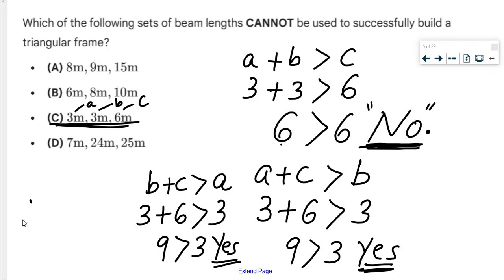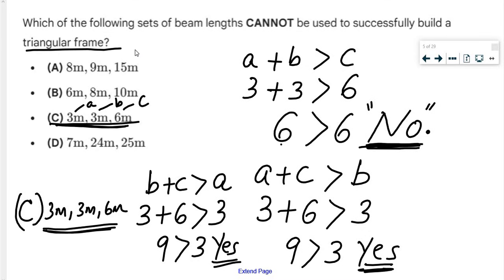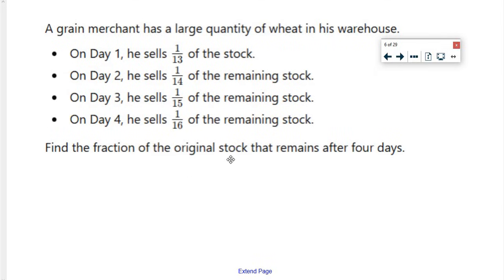correct answer is option C, which is 3 meter, 3 meter, 6 meter, meaning these side lengths cannot be used to represent a triangle. So the correct option is option C. Now, I am not going to talk about B and D because B and D are explained in the same way. The next question.